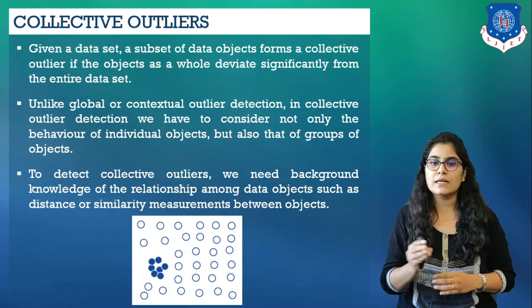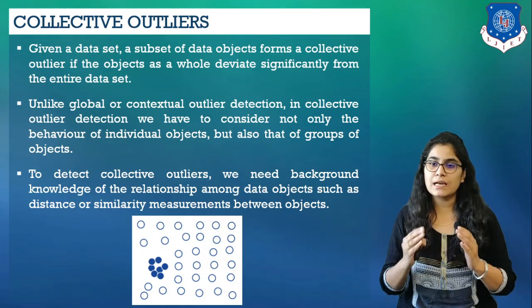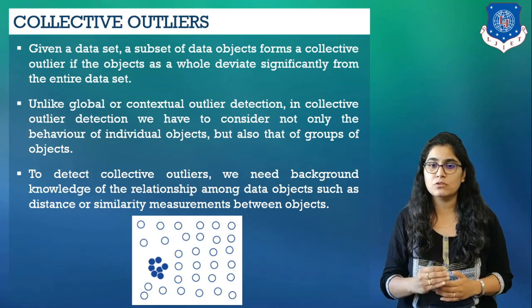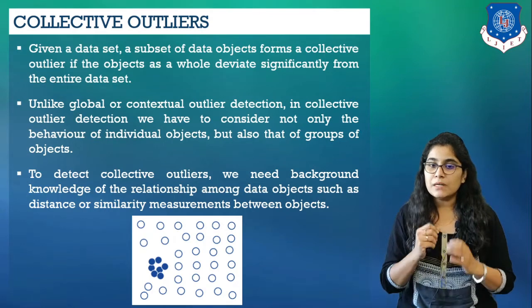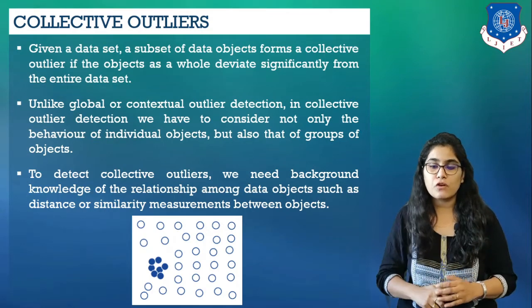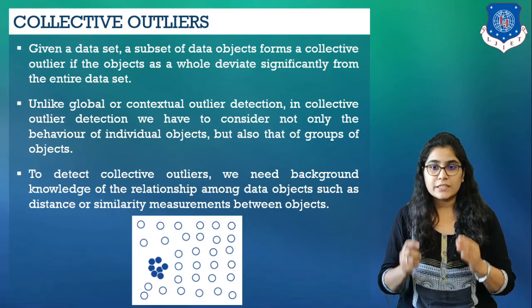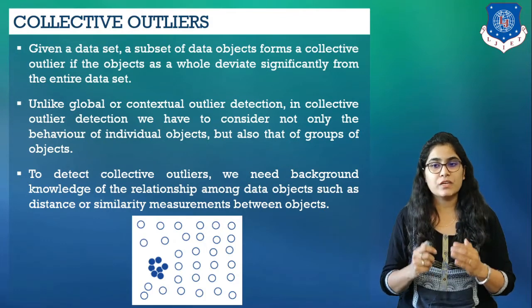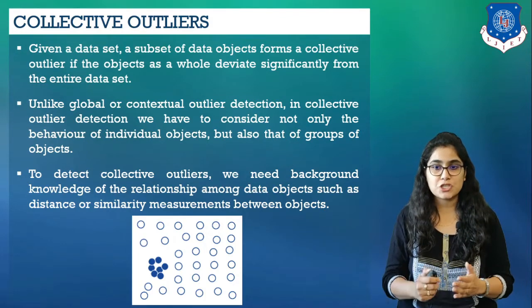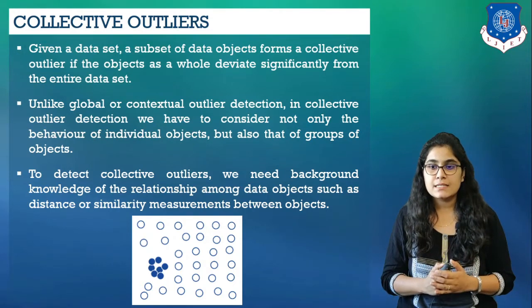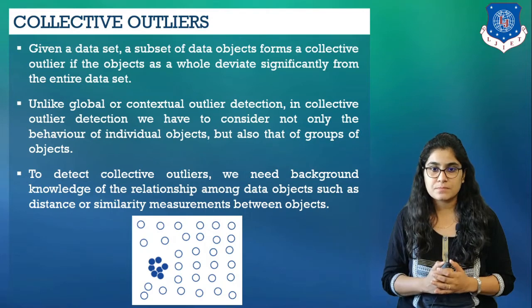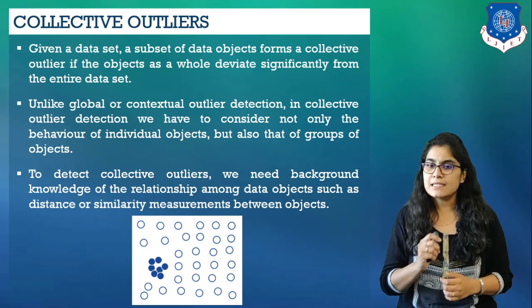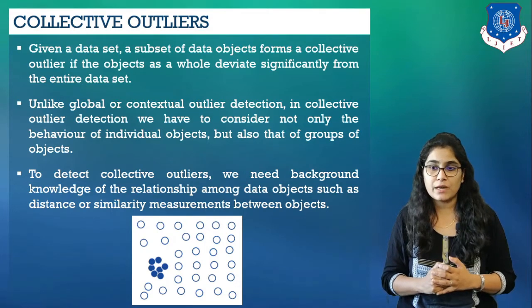Unlike global or contextual outlier detection, in collective outlier detection, we have to consider not only the behavior of individual objects but also that of groups of objects. Therefore, to detect collective outliers, we need background knowledge of the relationship among data objects, such as distance or similarity measurements between objects. In summary, a dataset can have multiple types of outliers.